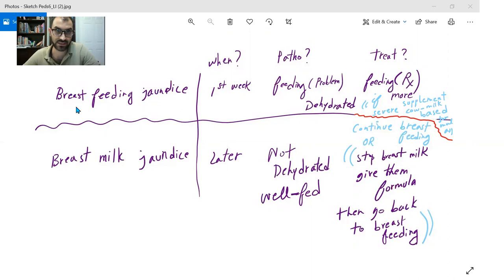Breastfeeding jaundice, when does it happen? Usually the first week. What is the pathophysiology? Feeding problem. It's breastfeeding jaundice. The problem is in the feeding.